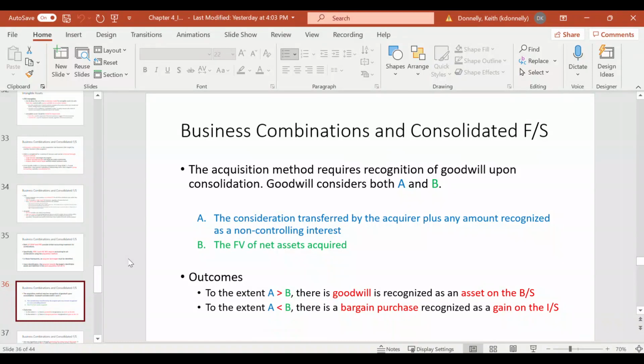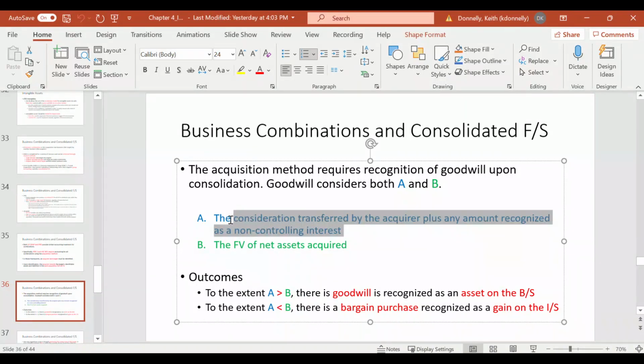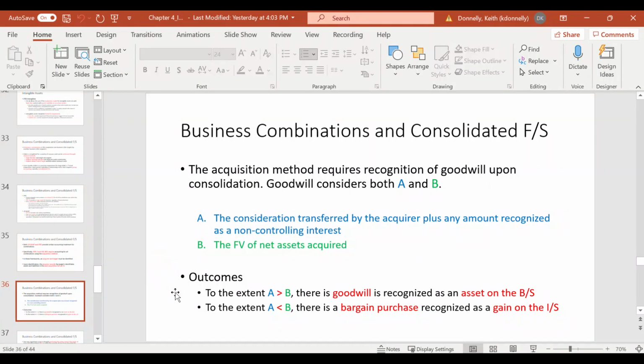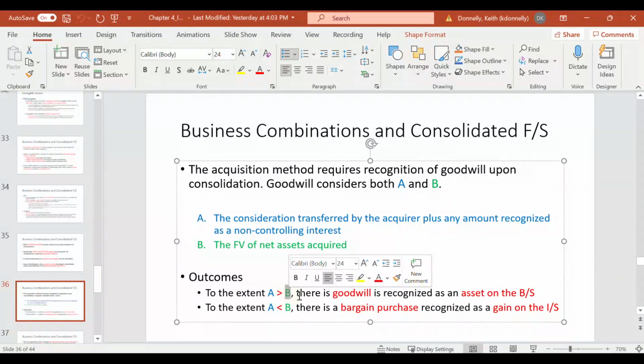So in short, really summed up, we're comparing what we paid versus what we received. If A is greater than B, goodwill is recognized on the balance sheet as an asset. Maybe we paid 500, but we only received 400 worth of stuff. That additional 100 is going to represent goodwill.